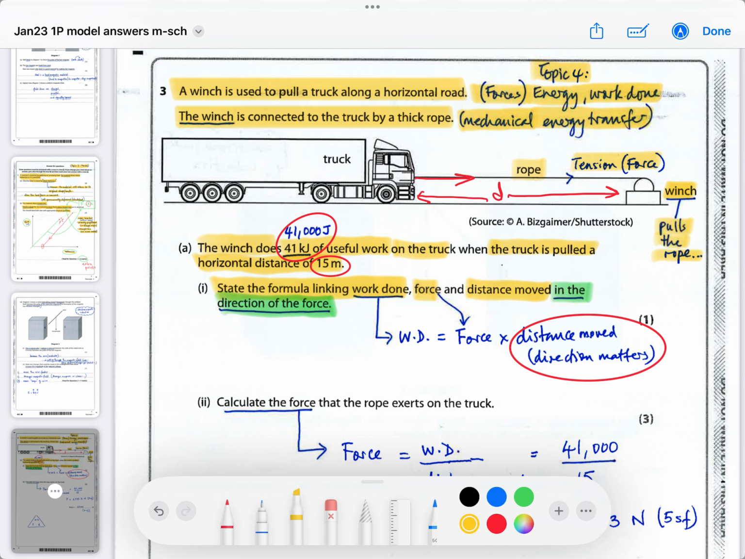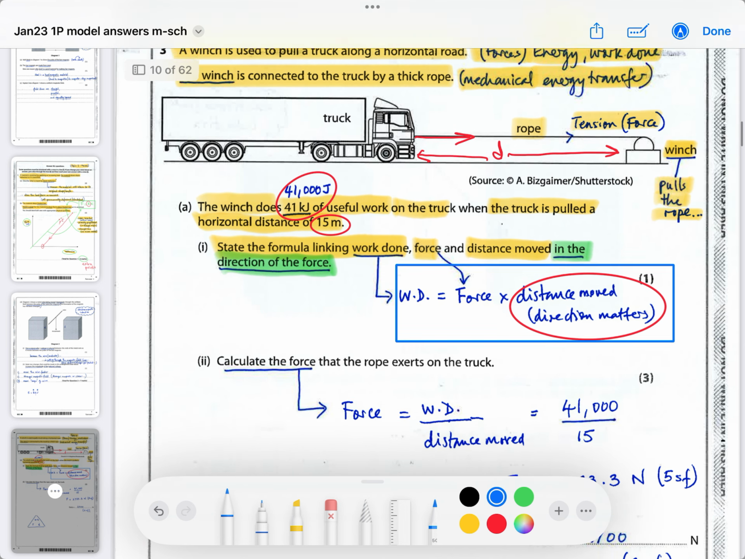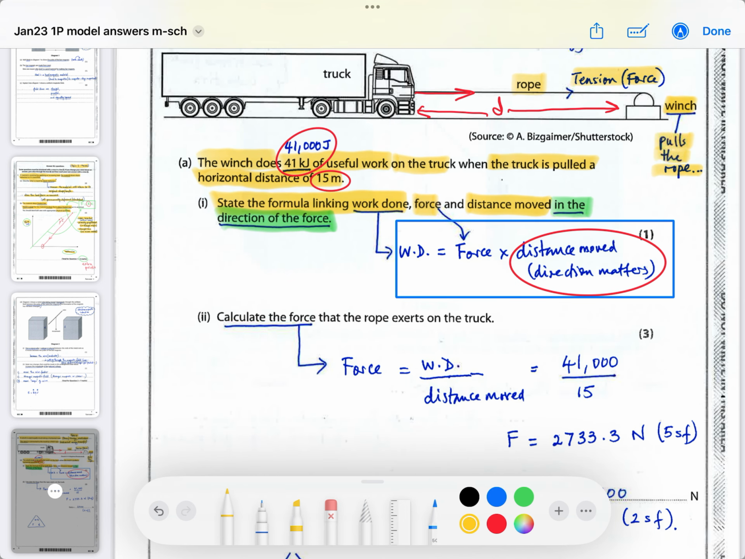You can then write the equation out, and the equation is work done equals force times distance moved in the direction of the force. Okay? If an angle was involved, it would make it more complicated and probably be more like an AS level question than a GCSE question. So once we know that equation, they want us to calculate the force involved. They've given us the work done, and they want us to calculate the force.